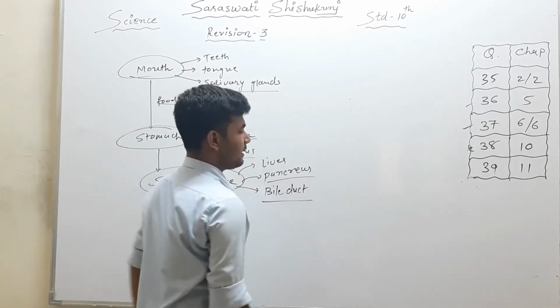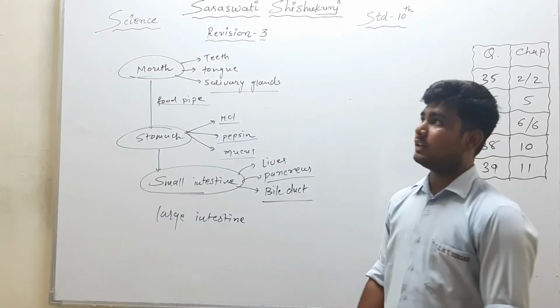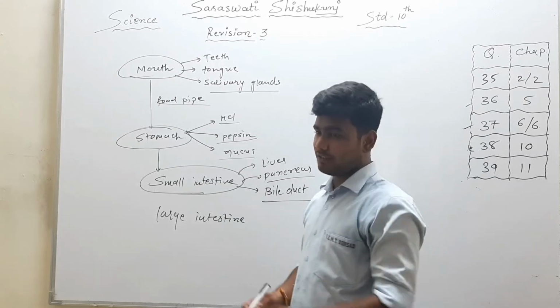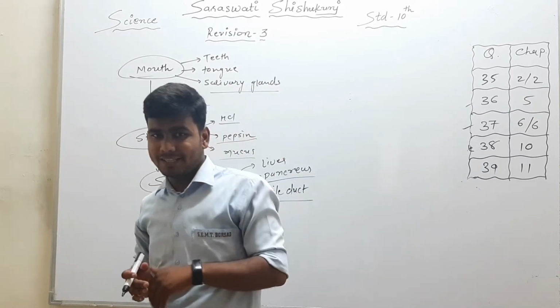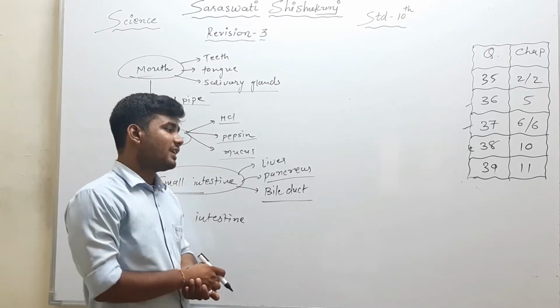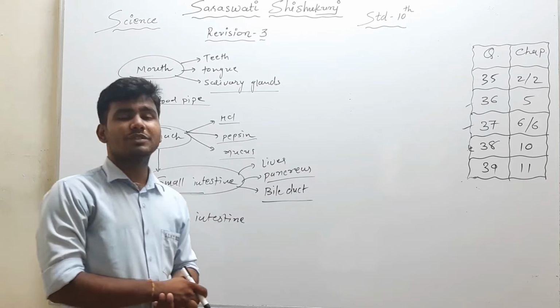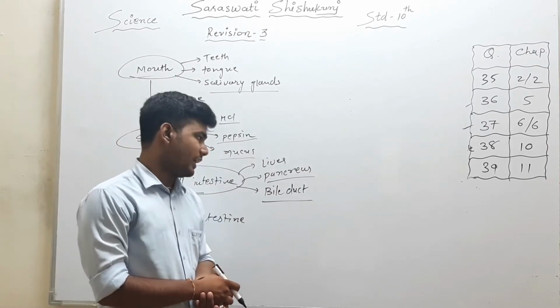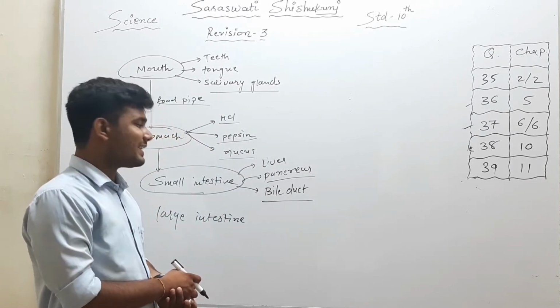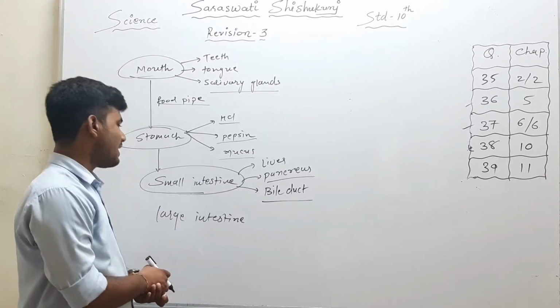The pancreas will secrete the pancreatic juices, right? In that there will be amylase, trypsin and lipase. What is the function of amylase, trypsin and lipase? We know that amylase is used in digestion of carbohydrates, trypsin is used in digestion of protein, and lipase is used in digestion of fats. So that is the function of these enzymes in pancreatic juice.